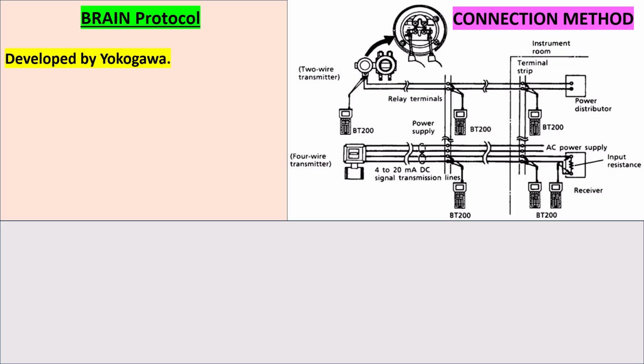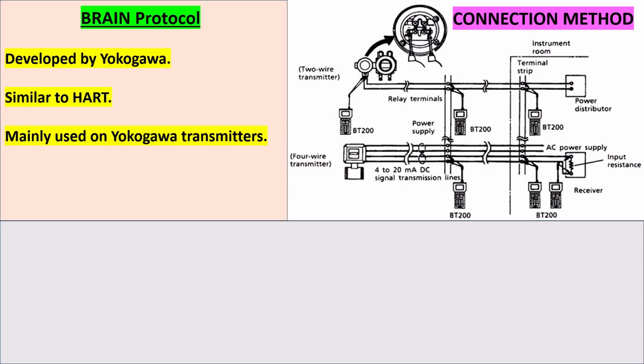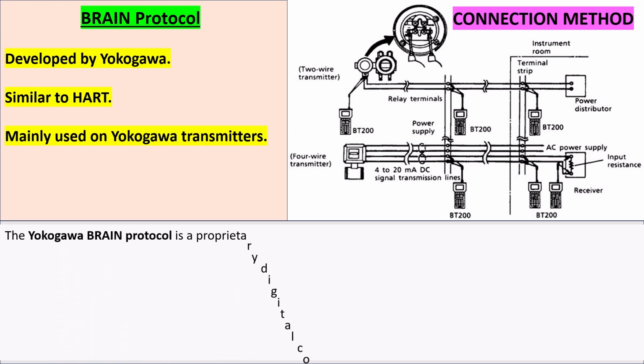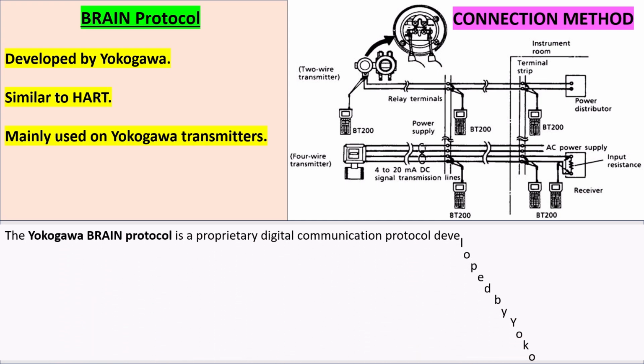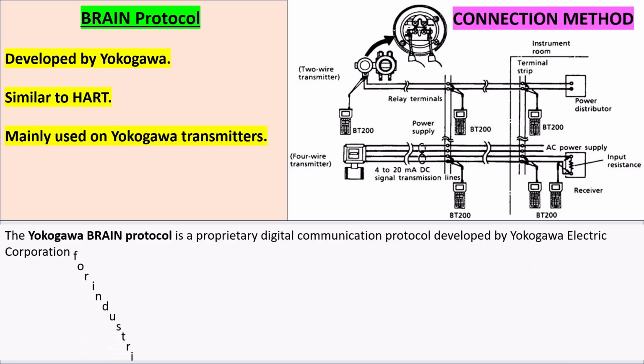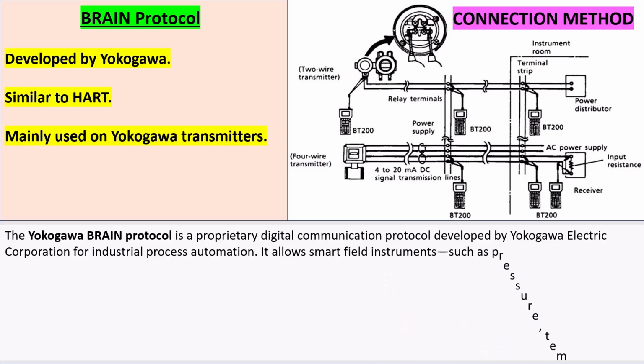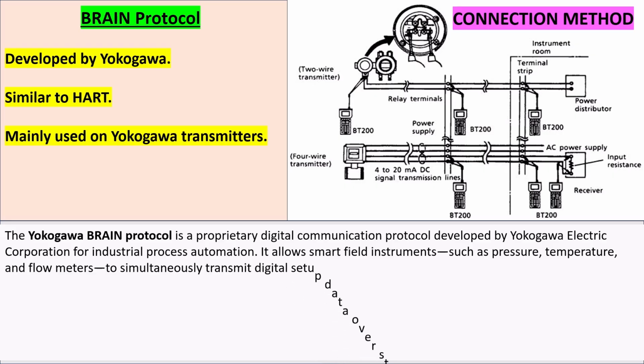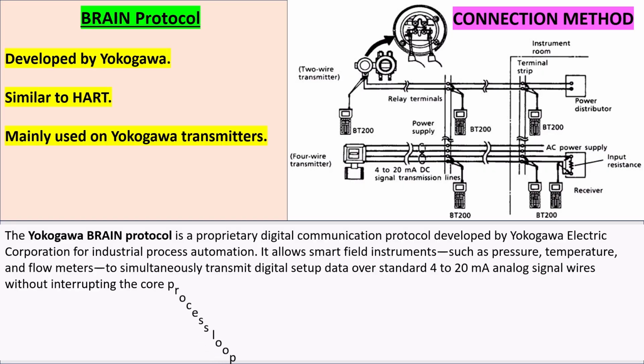The BRAIN protocol, developed by Yokogawa, similar to HART, is mainly used on Yokogawa transmitters. The Yokogawa BRAIN protocol is a proprietary digital communication protocol developed by Yokogawa Electric Corporation for industrial process automation. It allows smart field instruments such as pressure, temperature, and flow meters to simultaneously transmit digital setup data over standard 4-20 milliamp analog signal wires without interrupting the core process loop.